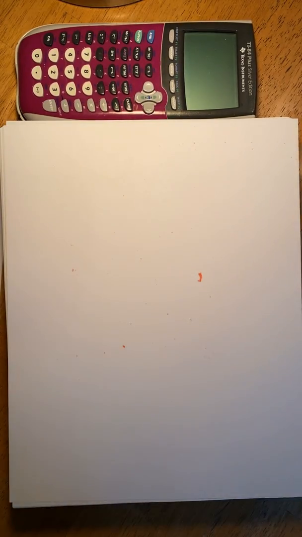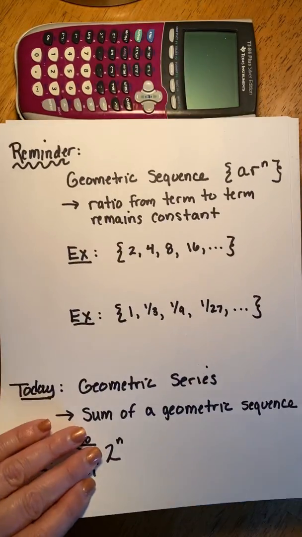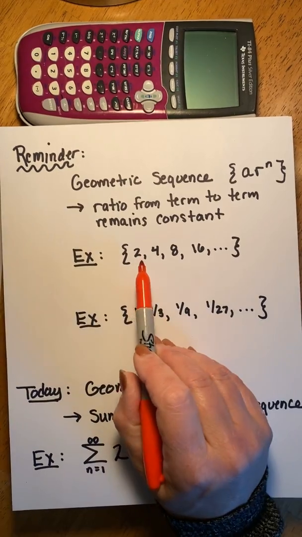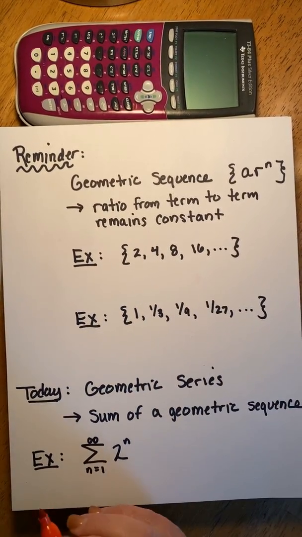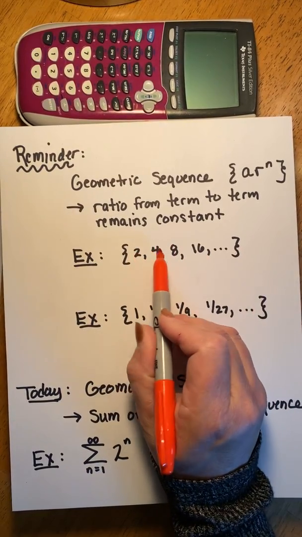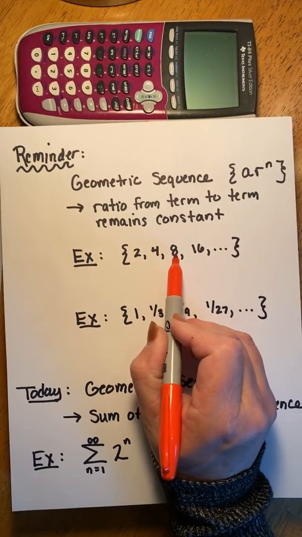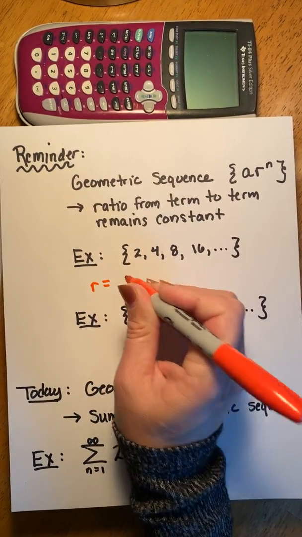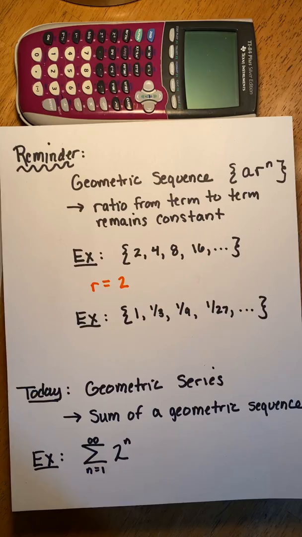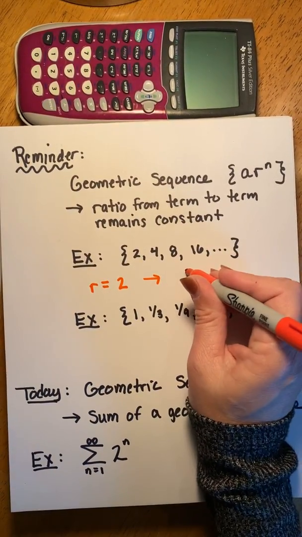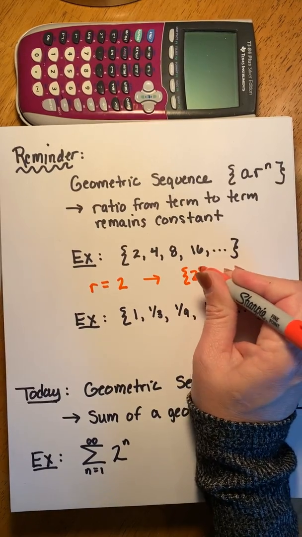Continuing right along, let's bring ourselves back to our geometric sequences. A geometric sequence is a sequence obtained by starting with a number and obtaining the next number by multiplying by a constant each time. So here, 2, 4, 8, 16. I know to get from 2 to 4, I multiply by 2. 4 times 2 is 8. 8 times 2 is 16. So my constant ratio is 2. And this would be the sequence 2 to the n.